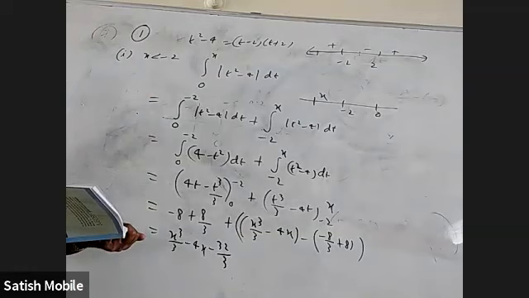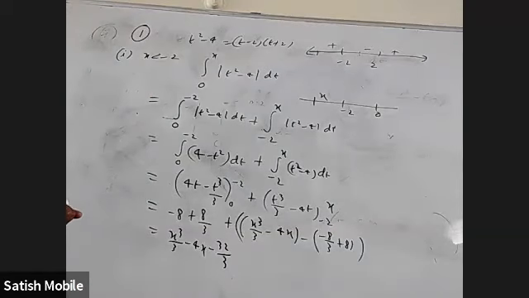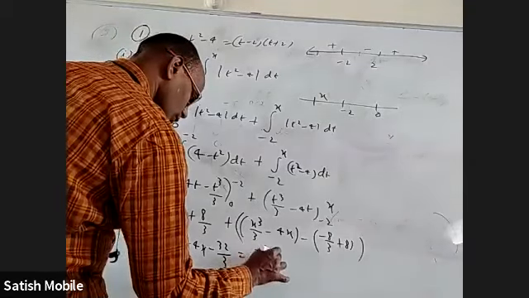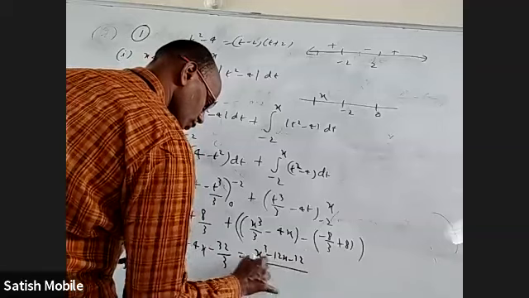Any such thing is there? x cube minus 12x minus 32 by 3. Option C. x cube minus 12x minus 32 by 3.